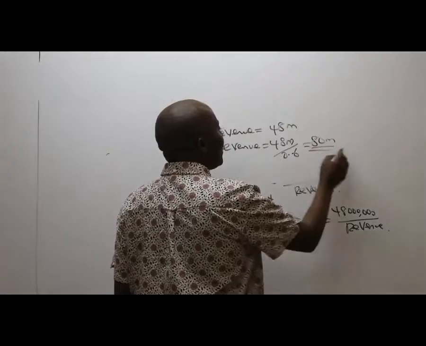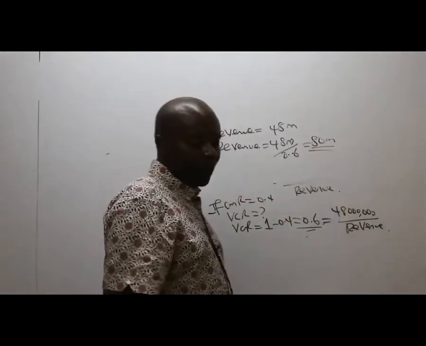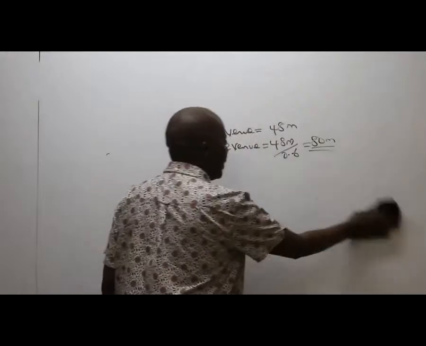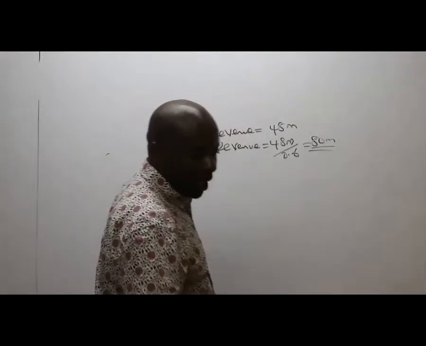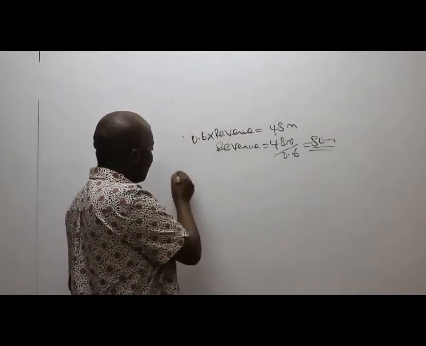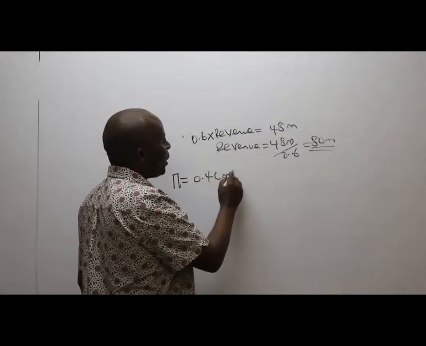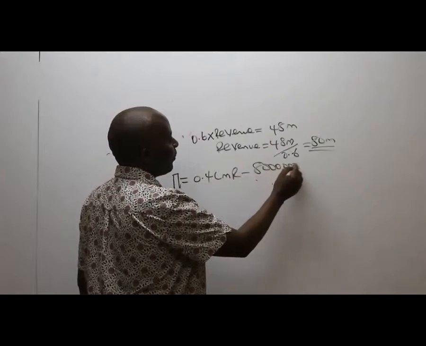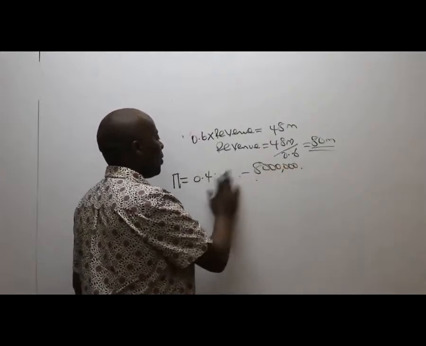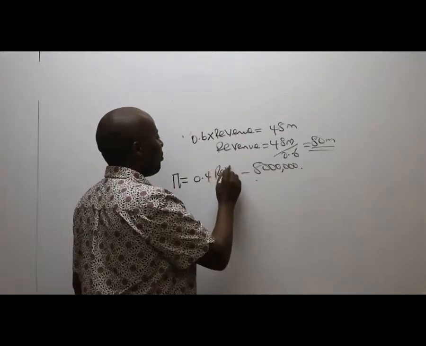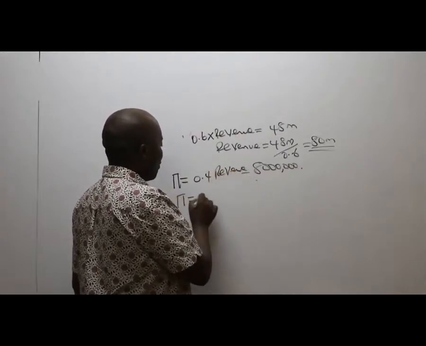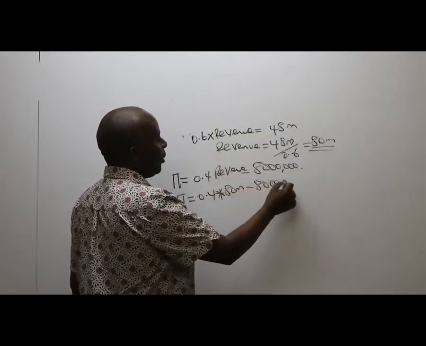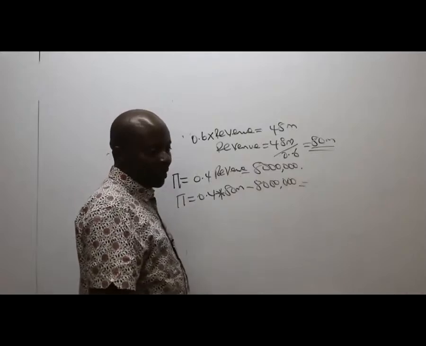Now, having gotten this 80 million, I will very comfortably ascertain the profit value. Remember, my profit equation is 0.4 revenue minus fixed cost of 8 million. Now I have the revenue, so it will be 0.4 times revenue of 80 million minus 8 million. What figure are we going to get at the end of the day?